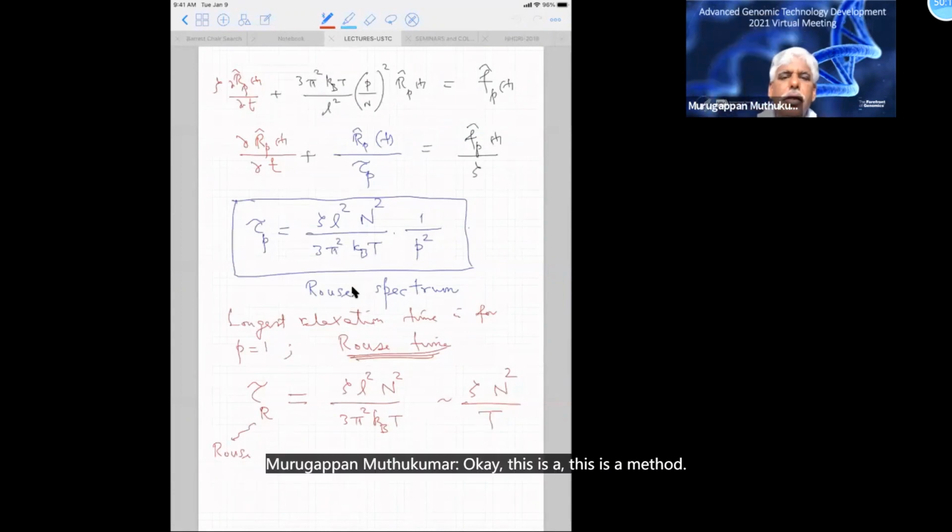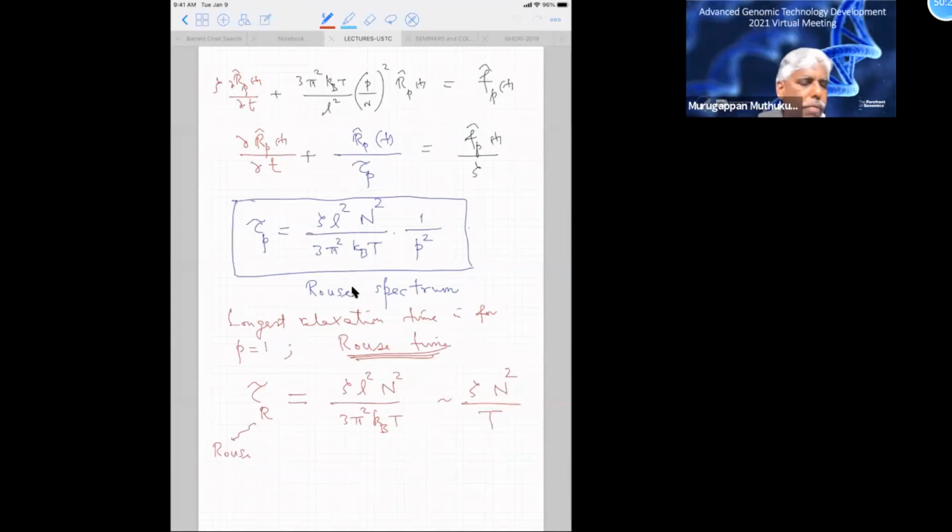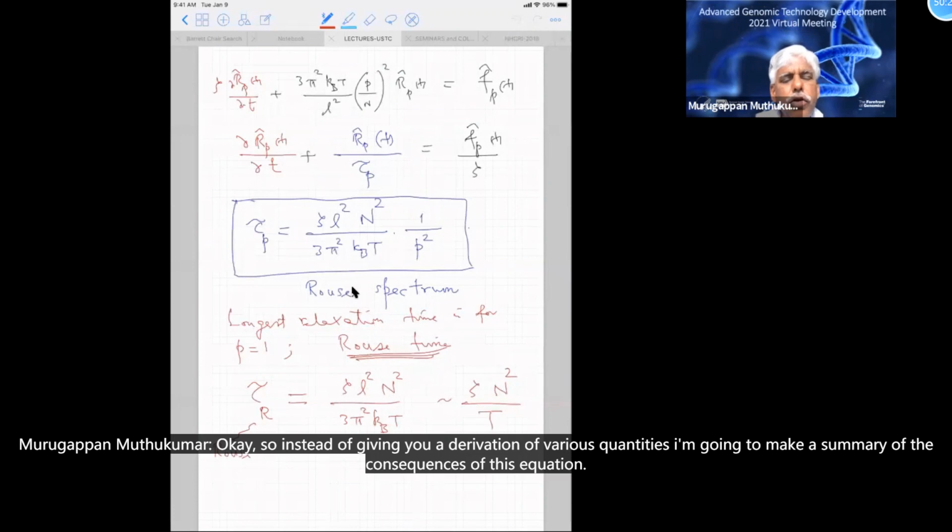So this is the method. Instead of giving you a derivation of various quantities, I'm going to make a summary of the consequences of this equation.